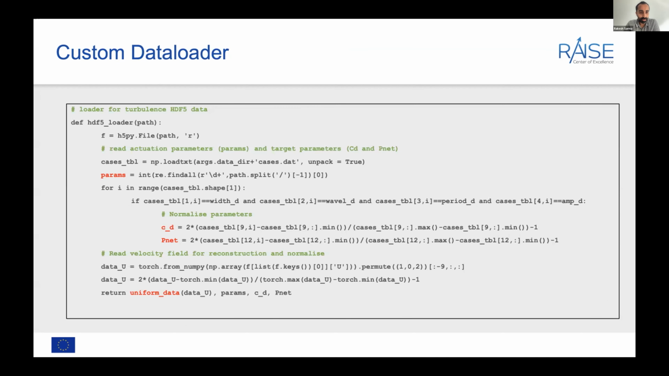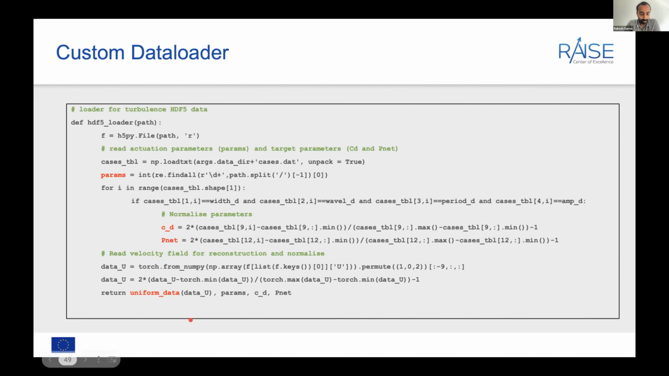As I said, we have a custom data loader. This is quite generic, except a few things which I would like to point out here. Params here is the variable which holds the actuation parameters that we have from the computational box that we are reading. That is an input to the network. Then we have the targets, basically the drag and the net power saving, which we want the network to predict. So these are of course the targets.